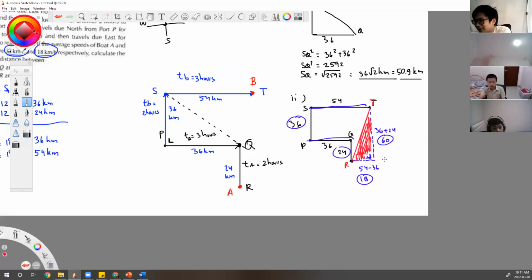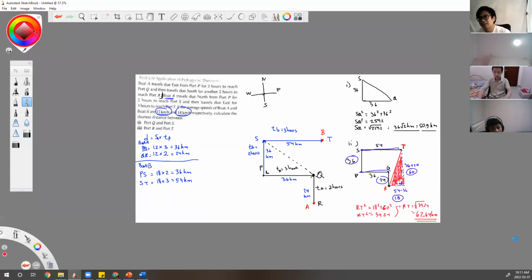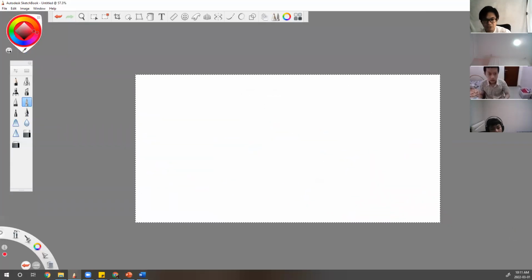So you need to be a bit creative to find this. RT square equals 18 square plus 60 square. So 18 square plus 60 square. I do it directly, 3924. So the RT will be square root of 3924. The answer is 62.64 kilometer. Okay, that's the answer. Everything is done here. Okay, so next.